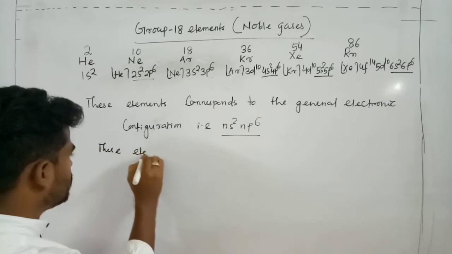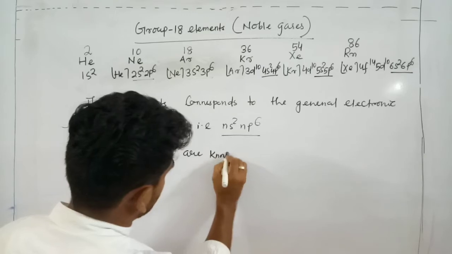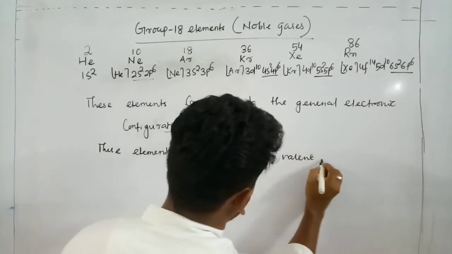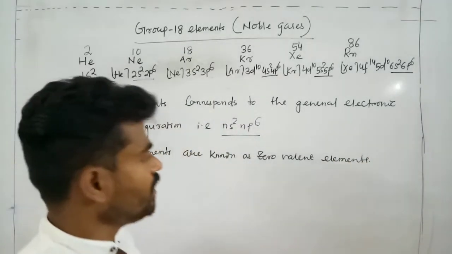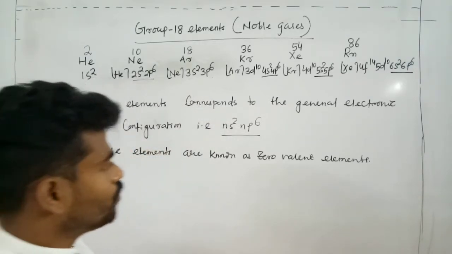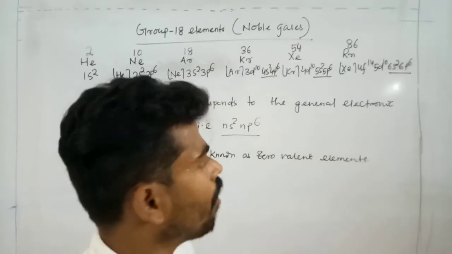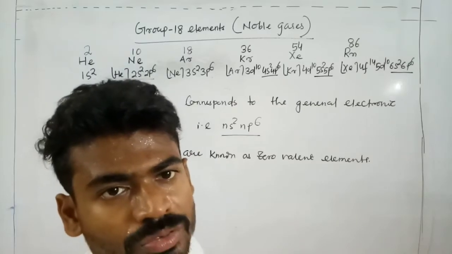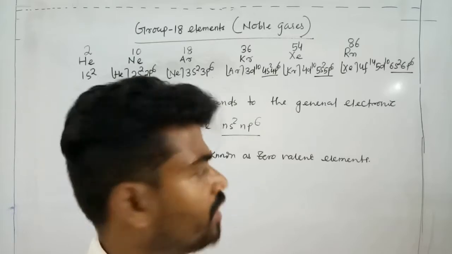These elements are known as zero valent elements because their valency is 0. Again, due to zero valency nature, neither do they combine with themselves nor with any other elements to form molecules or compounds. That's why these are chemically inactive in nature.